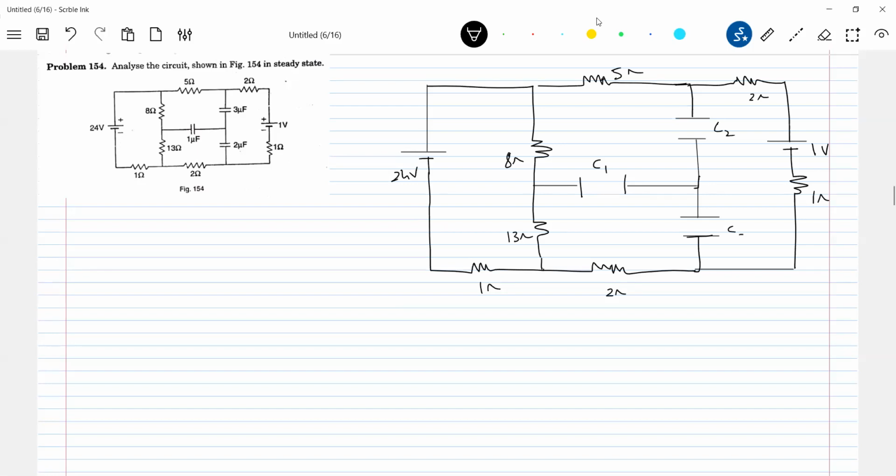Let this be C2 and this be C3. How to find out the steady state charges here? Again, I'll go back to the basic concept: charge of an isolated junction. Initially, there is no charge. Before switching on the circuit, the initial charge in the capacitor is 0.